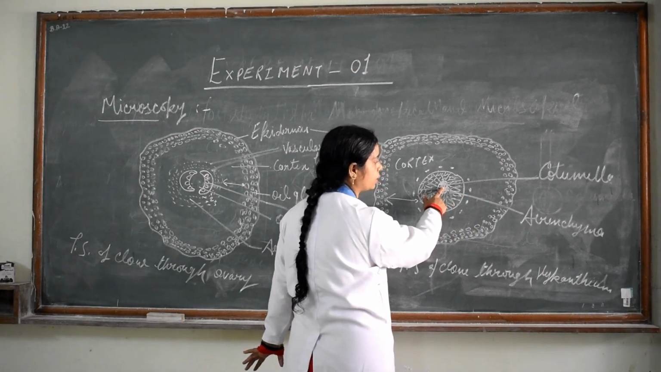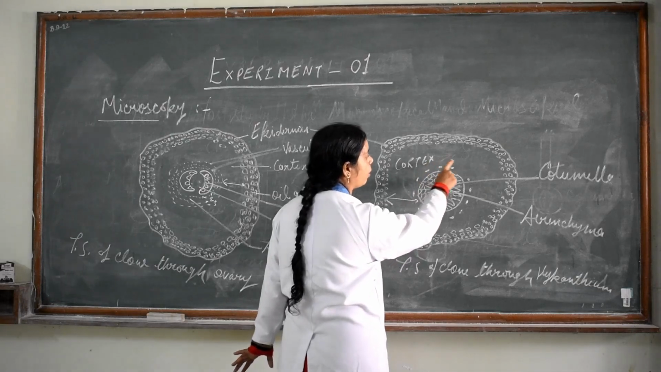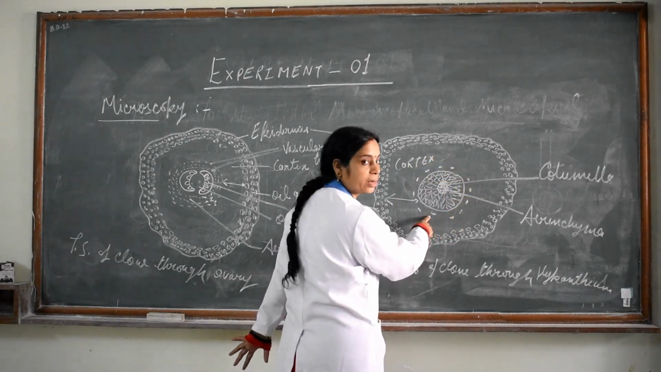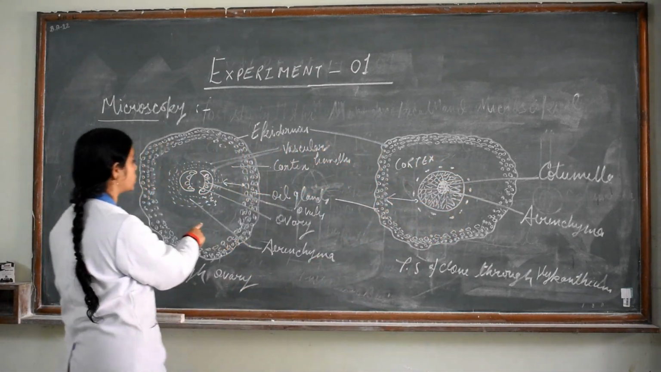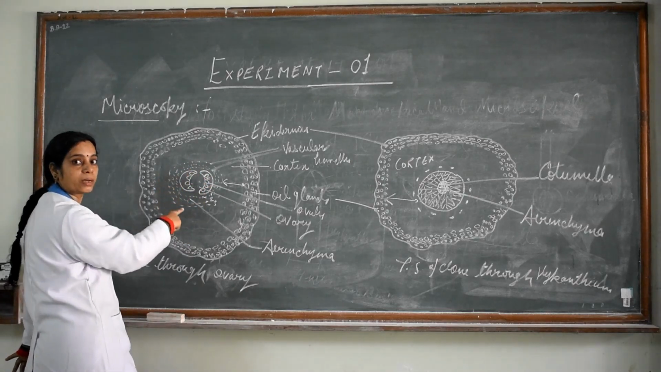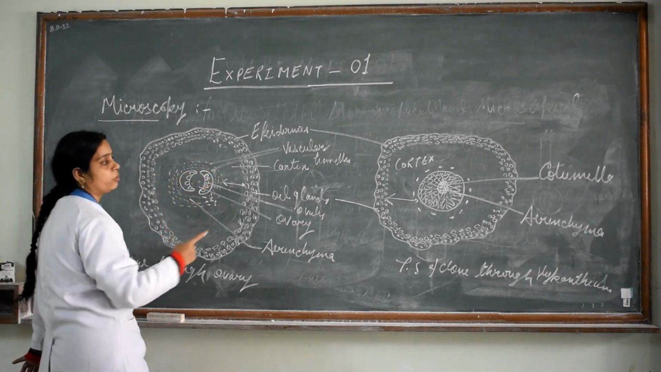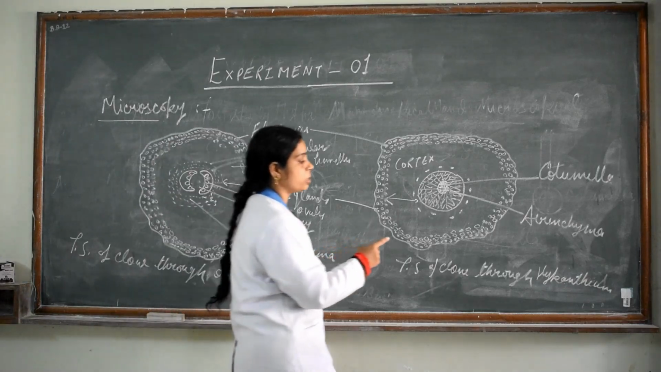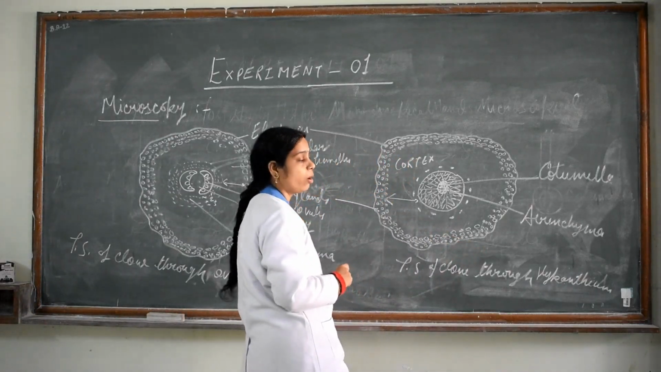Columella is the central region, followed by the parenchyma, and only one concentric vascular bundle ring is present. Whereas in this section, three concentric vascular bundle rings are present. So this is the difference. You can easily identify this section is through the hypanthium and this section is through the ovary.